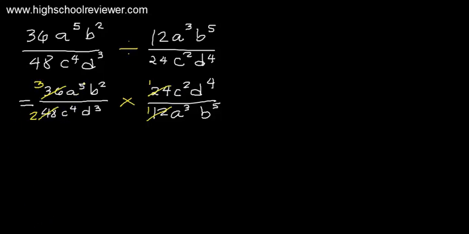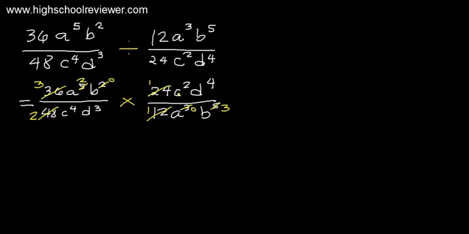Okay, a raised to the power of 5. We also have here a raised to the power of 3. So we are going to subtract the exponents by 3. 3 minus 3 will now be 0, and 5 minus 3 is now positive 2. How about for b? We have here b raised to 2 and b raised to 5. We will subtract the exponent by 2. So 2 minus 2 will now be 0, and 5 minus 2 is now 3.